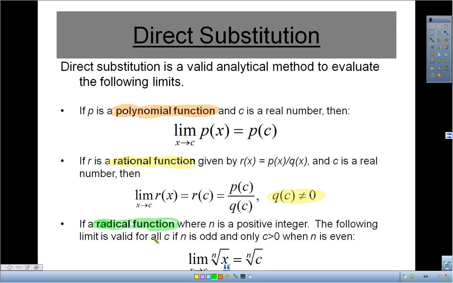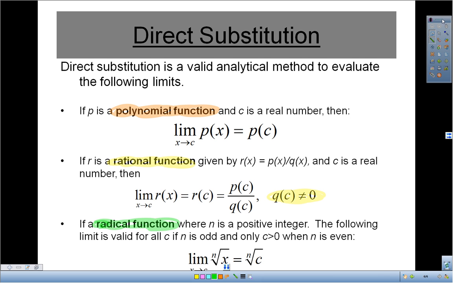The following limit is valid for all values of c if n is odd and only c is greater than 0 if n is even. In other words, you have to end up with a real answer. You can't end up with an imaginary answer. So that's why that stipulation is there. So if you do direct substitution and you end up with a non-real number, then you've got an issue. You can't do direct substitution for that. You're going to have to do some tricks to it, and we're going to learn those tricks as we go.